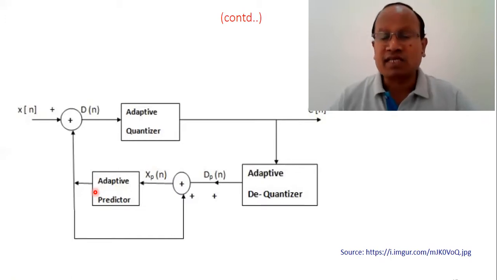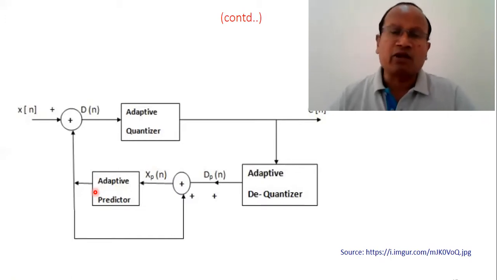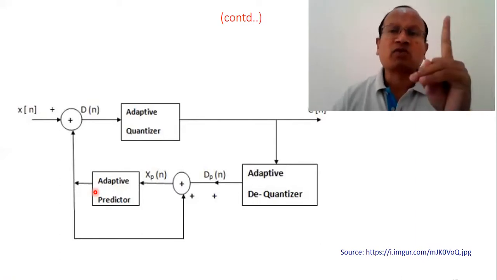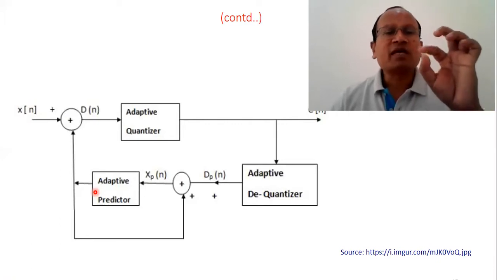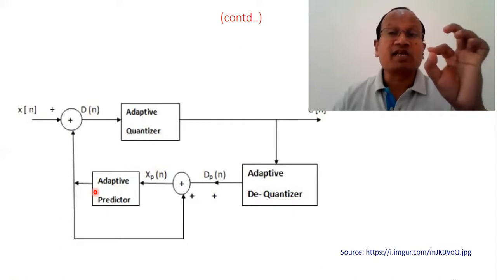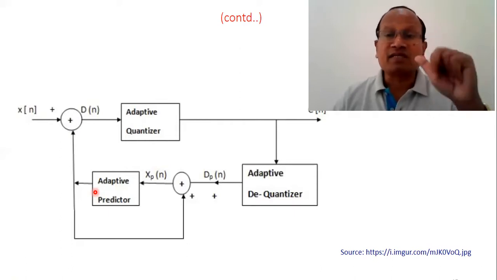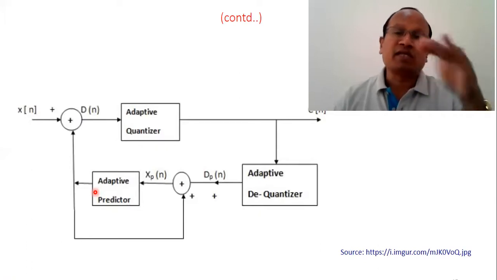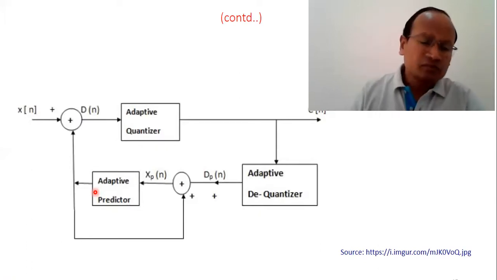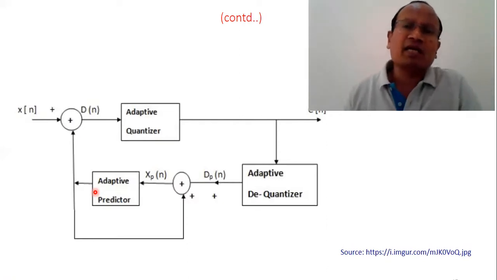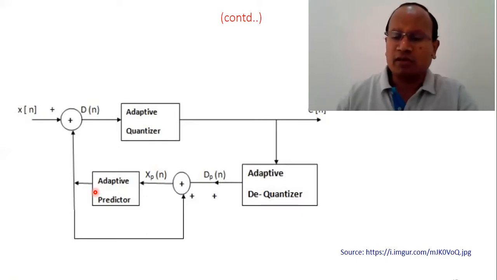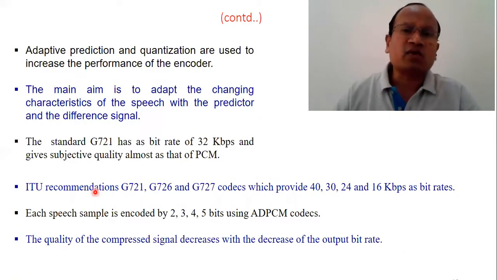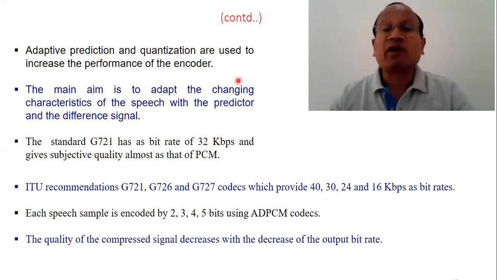It can handle the varying step size. So the difference is encoded here also, but the encoding as well as quantizing becomes adaptive. As per the value of the difference and the changing nature of the input, the step size is adjusted, and accordingly the encoding bits are either increased or decreased. So this is how it greatly helps to save the total number of bits, or we can say the bandwidth is also saved. So adaptive prediction and quantization are used to increase the performance of the encoder.